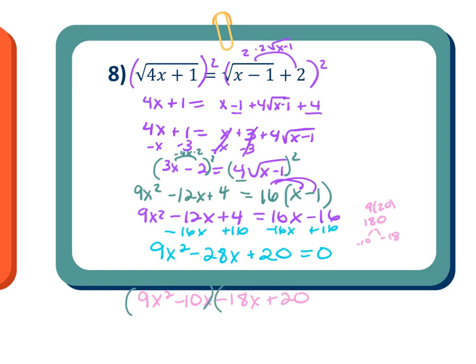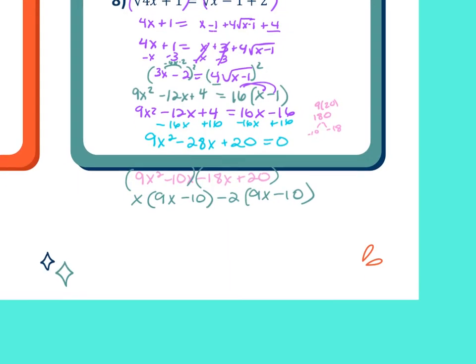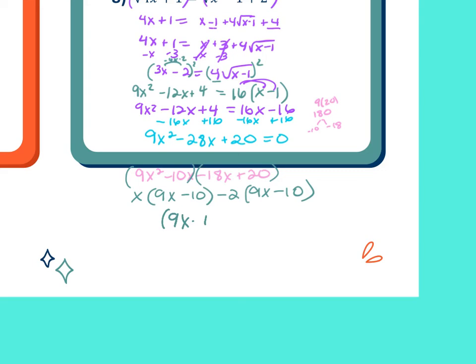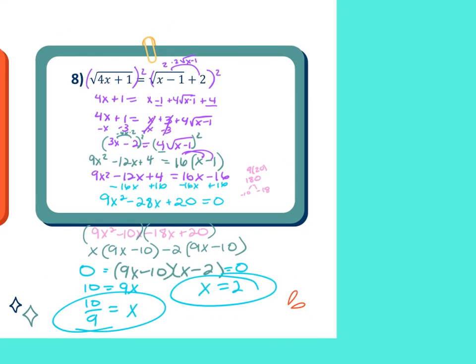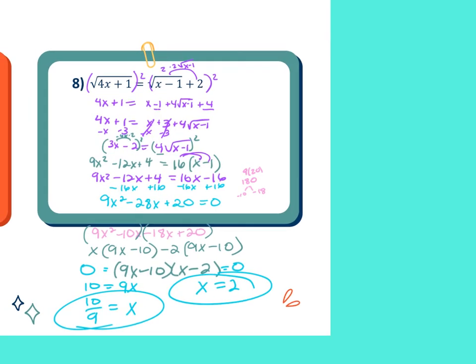Factor by grouping. Take out the x here. Take out a negative 2. 9x minus 10 and x minus 2. Solve. 9x equals 10, x equals 10 over 9, and x equals 2. Remember to plug them both into check, and this time they both work.